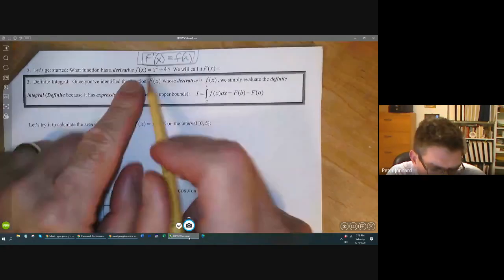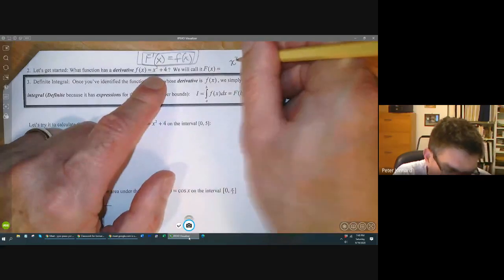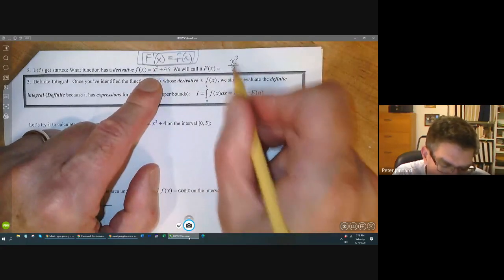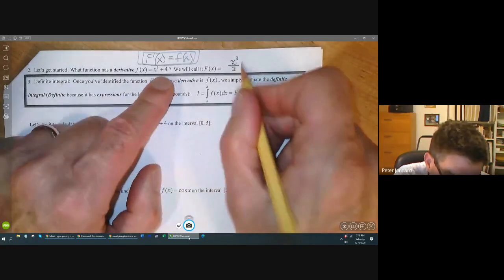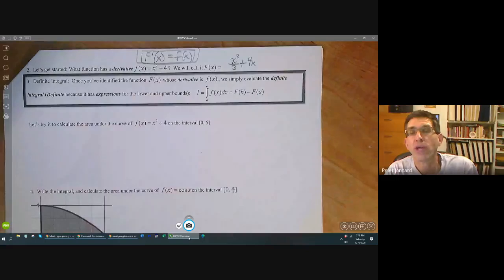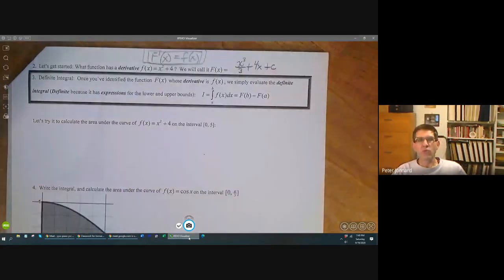So we have to undo this process, and you guys have gotten pretty good at this. You know that it has to have an exponent of 3, and we have to divide this by 3 so that those undo each other. And then we have 4x here. Then we could add an arbitrary constant c to this because we want to anchor it. The value of c will determine the anchor.